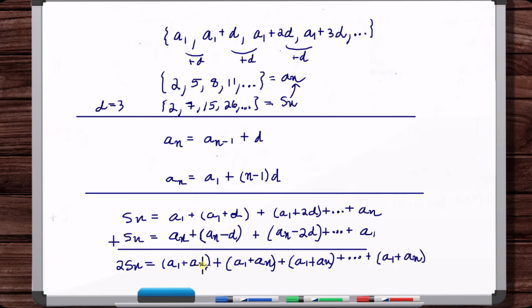Okay, so how many of these a sub 1 plus a sub n's do we have? Well, we start at 1, and we go all the way to n. This is just n, right? So now just divide by 2 to solve for the s sub n. So there you go. That's s sub n.